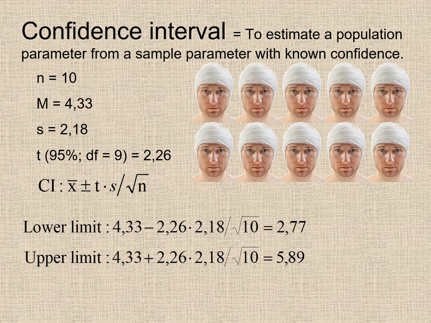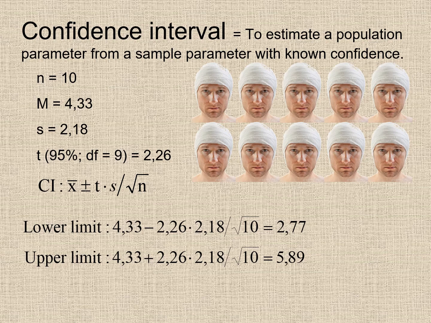So what we do now is take our sample mean, 4.3, and add 2.26 standard errors. The standard error we get by taking the sample standard deviation, 2.18, divided by the square root of the sample size, 10. So we do that and we get the upper limit of our confidence interval. In this case, 5.89, 5.9.